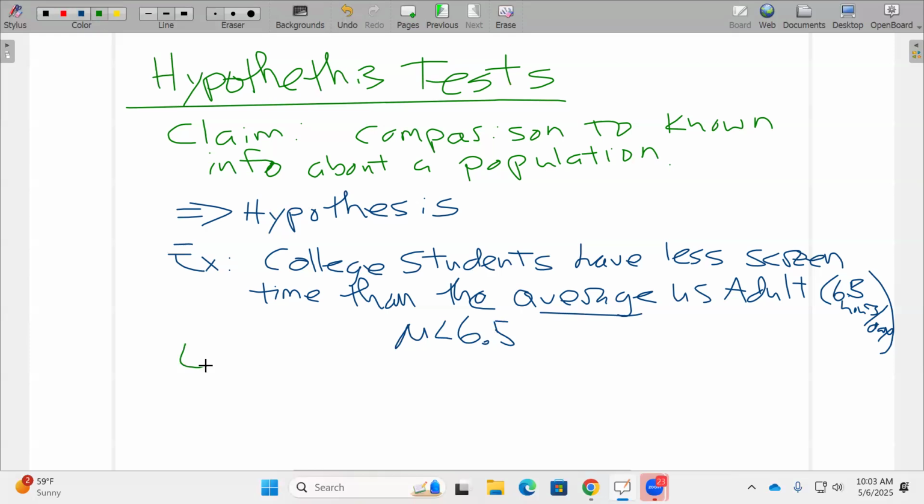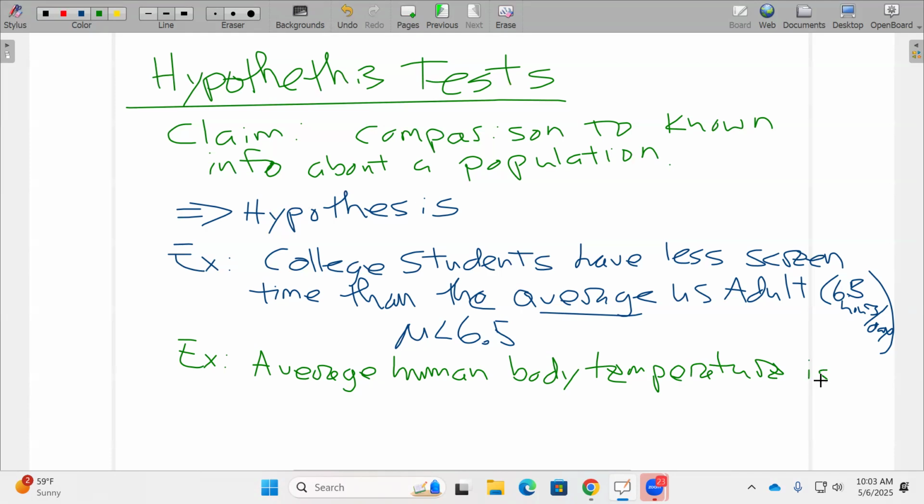Another example. Average human body temperature is 98.6 degrees Fahrenheit. I'm using an average here, so I would use mu again. This time it's an equal to. And I would say 98.6.